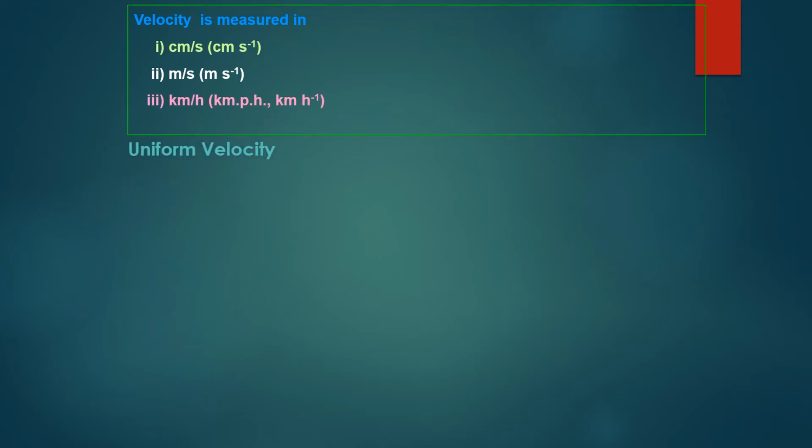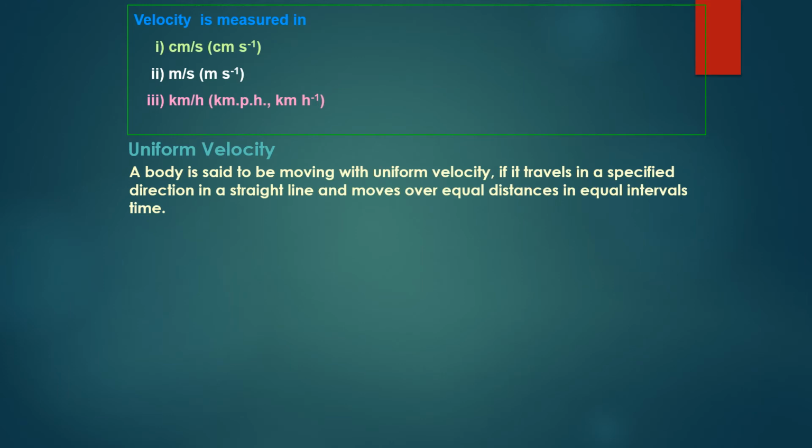What is uniform velocity? The body is said to be moving with uniform velocity if it travels in a specific direction, covering equal distance in equal intervals of time.